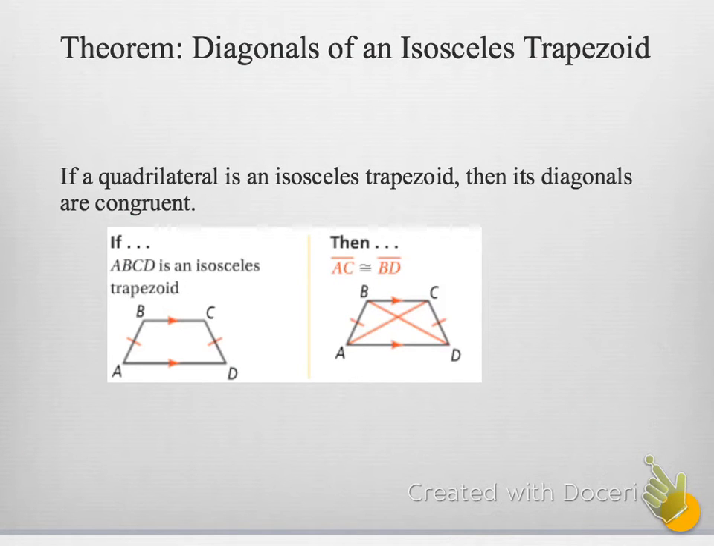Okay, diagonals of an isosceles trapezoid. So isosceles, the two sides are congruent, my two legs are. So if a quadrilateral is an isosceles trapezoid, then its diagonals are congruent. If they're congruent, it means they're the same, which means we can set them equal to each other. The reverse of it, if I have congruent diagonals, then I also have an isosceles trapezoid.